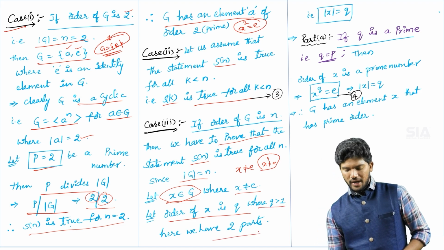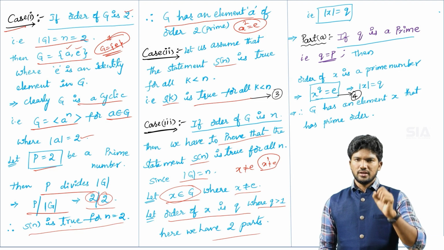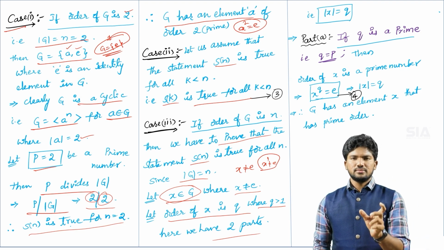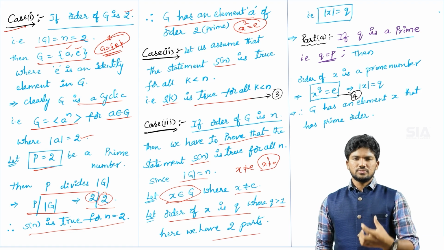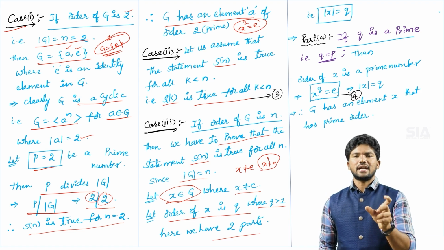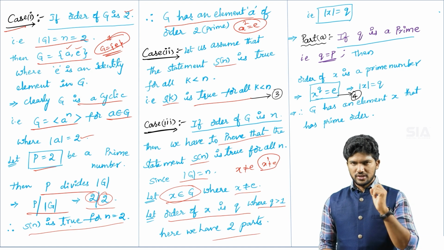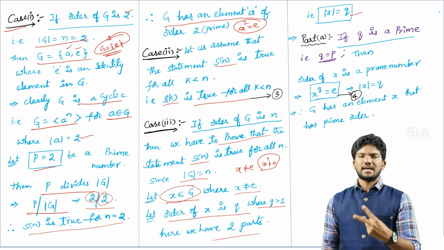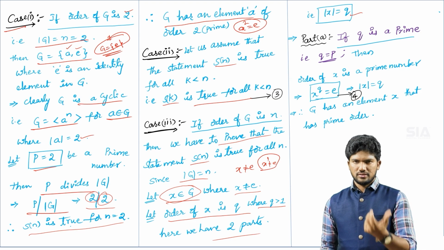Here we have two parts. Again we have two parts. First, in case 3 we took the order of capital G as small n. After that we have assumed that one element small x belongs to capital G. And the order of that element x we took as q. So whenever you take the order of x is equal to q, again two cases arise.